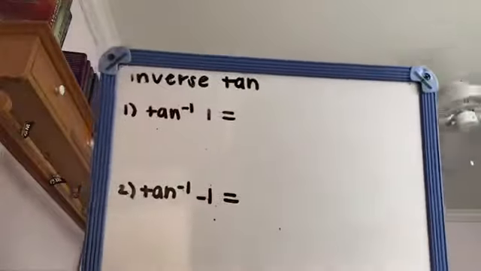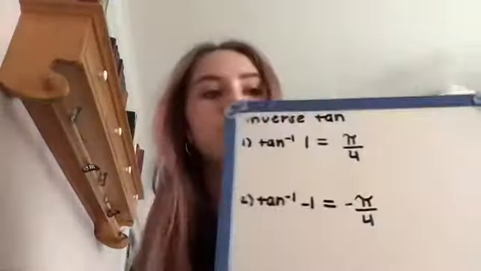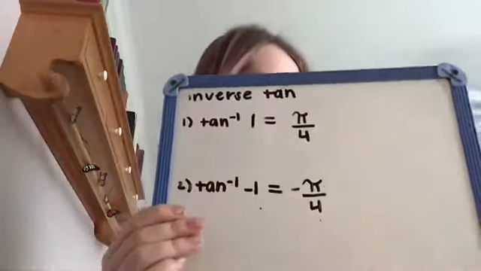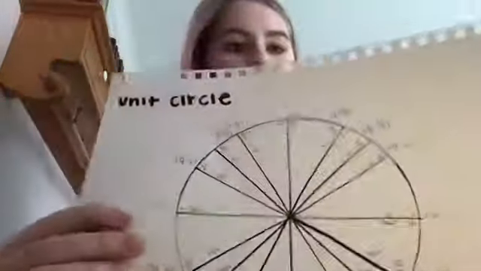And now the problems for the inverse tangents are inverse tan 1 and inverse tan negative 1. For inverse tan 1, it equals pi over 4, because on the unit circle, root 2 over 2 and root 2 over 2, since they're the same, they would equal 1, and if you look, that would be pi over 4.